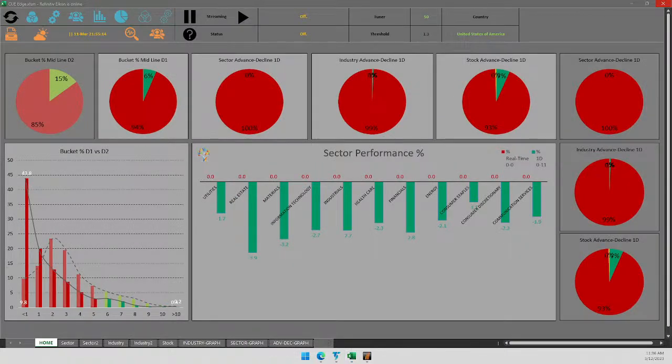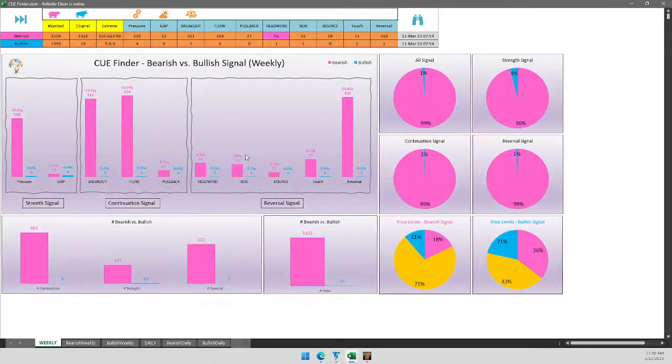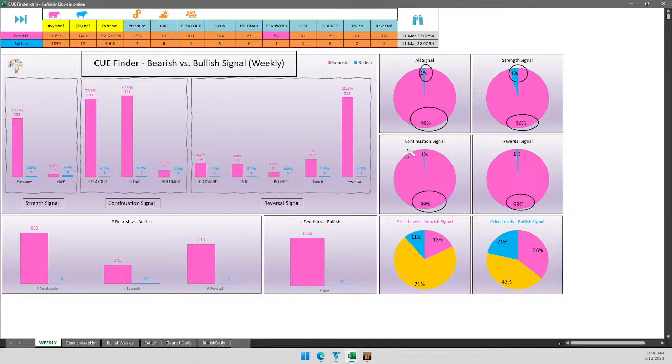And if I look at the technical breadth, weekly interval balance between bears and bulls using the weekly signals, 99% of all signals in the weekly interval are bearish, 99% of trend continuation signals bearish, 96% of strength signals, and even reversals 99%. Nowhere to hide for the cyan colors. This is very bearish, so bearish that it is oversold.